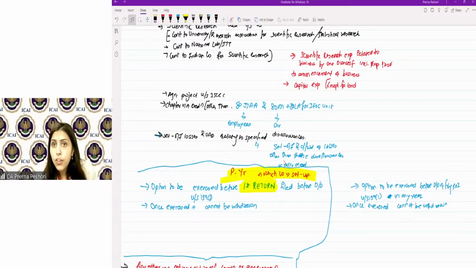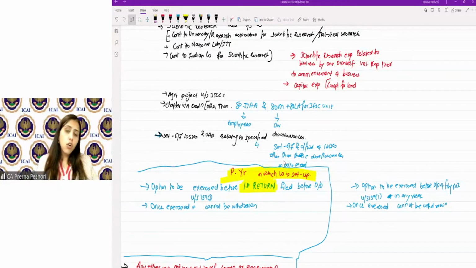Now, in case you fail to satisfy the conditions mentioned under 115BAA or 115BAB, then the option would be invalid in respect of the assessment year relevant to that previous year and subsequent assessment years. The option will become invalid. Consequently, the other provisions of the Act would apply as if the option was never exercised.